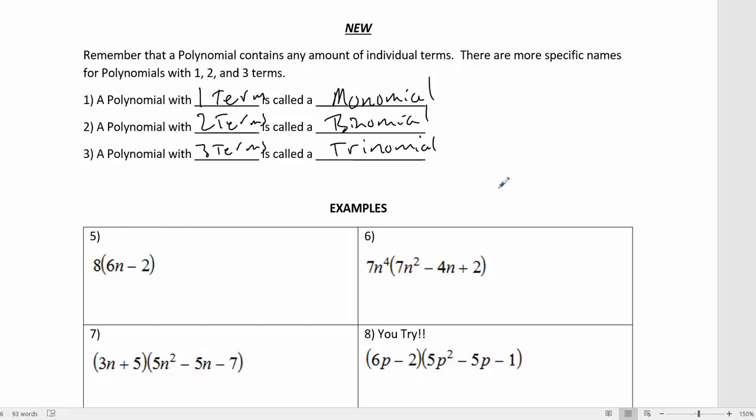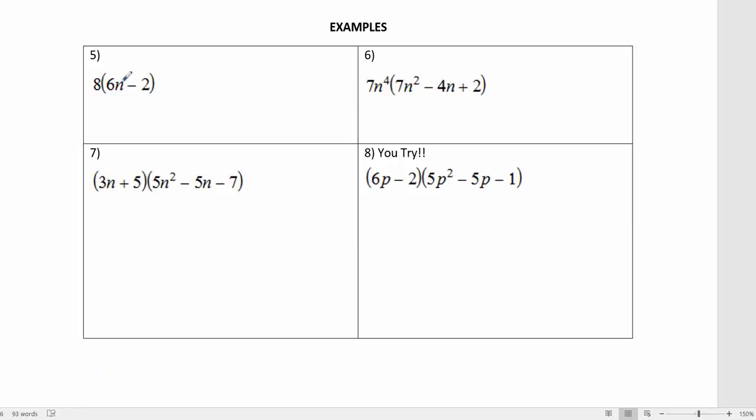Okay, so let's get into some examples here. So first couple examples, this one here you notice is just distributive property. I'm taking the 8 and I'm distributing through. So again, that's 8n minus 16. That's nothing new. You've been doing this since, I don't know, 6th, 7th grade, something like that, a while ago.